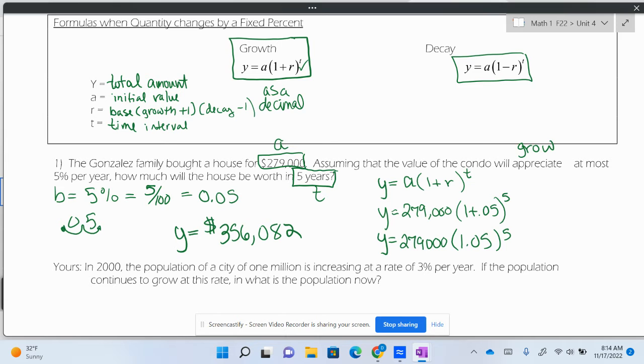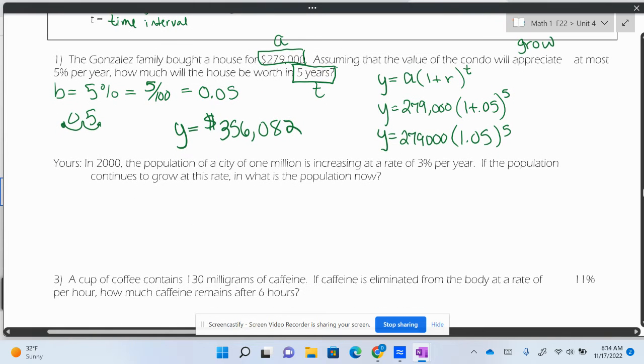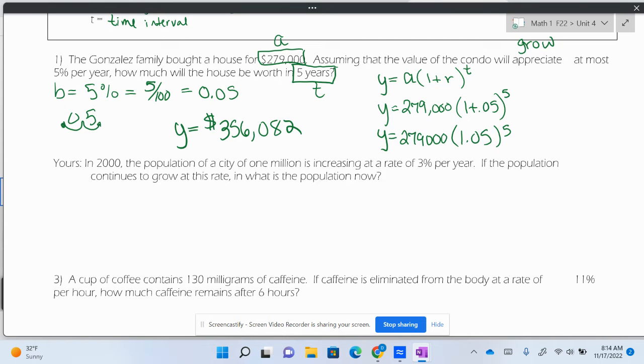Does that make sense? Do you guys feel okay with that? Okay. You guys do the next one. I'll read it out for you and we'll label everything and then you're going to calculate it. So it says in 2000, the population of a city was 1 million.